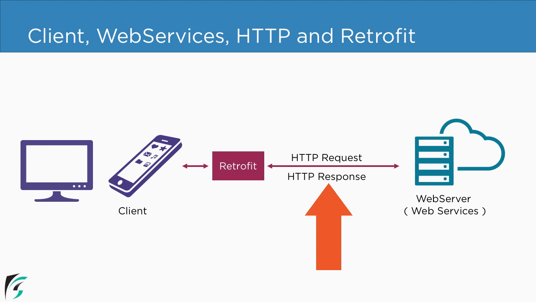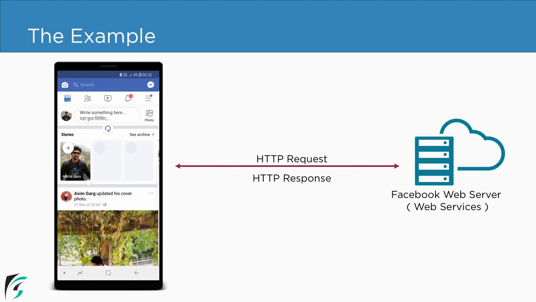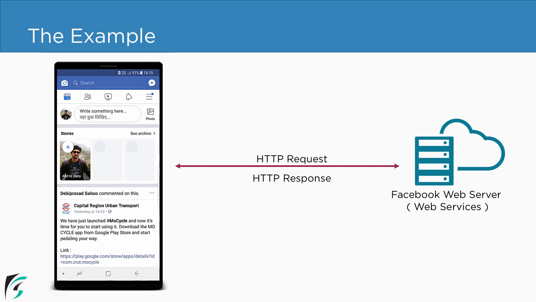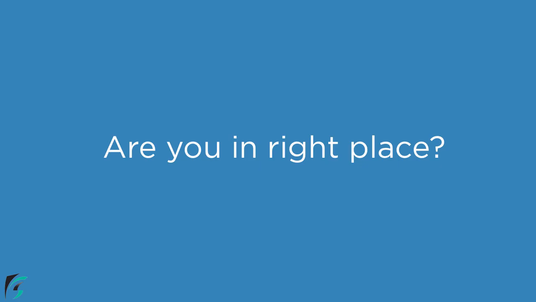So let us understand it with the help of the Facebook application. Whenever we open our application, we try to refresh our feed. Once you do it, your Facebook application sends an HTTP request to the Facebook web server. And the server then sends back the HTTP response so that you can see the new stories in your feed. So, are you in the right place?